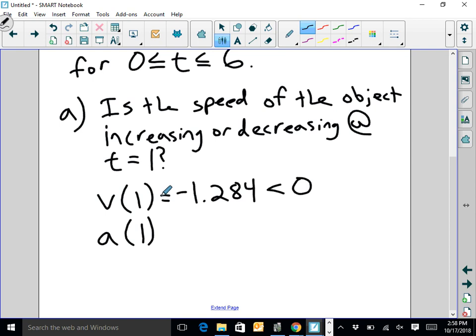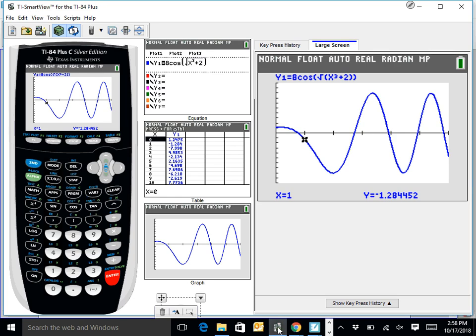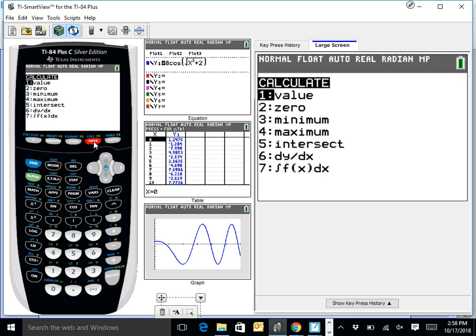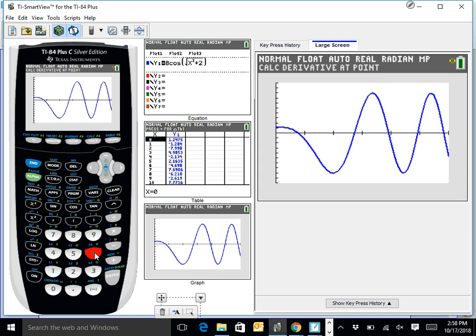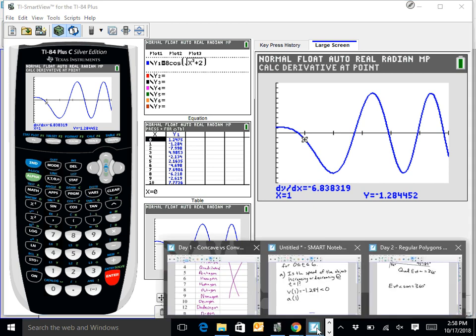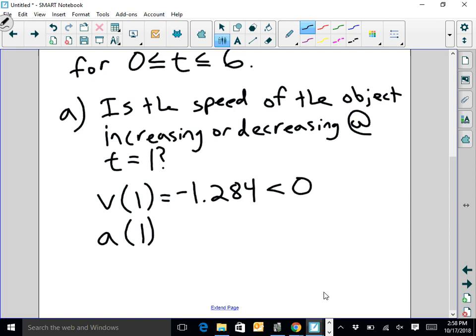Now I need to figure out acceleration at 1, right? We know acceleration is the derivative of velocity. So let's go ahead and calculate our derivative using second trace, number 6. I'm going to type in 1. And I get negative 6.838. Which is also negative. Since my velocity is negative at that point and my acceleration is negative, they are the same sign.